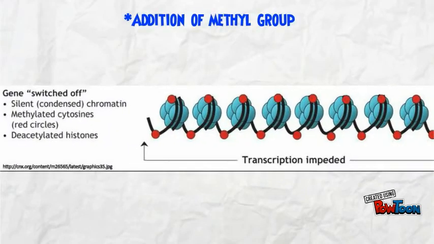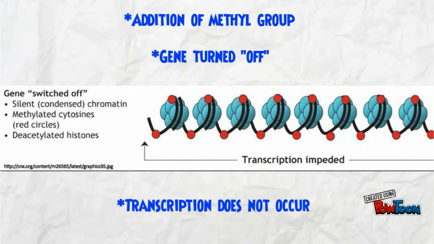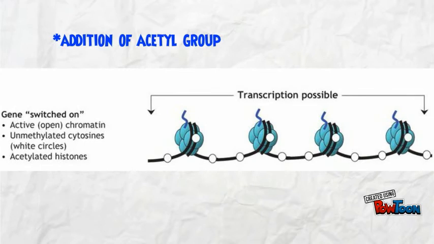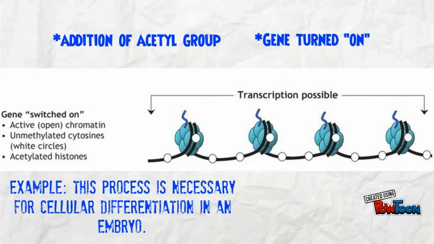A methyl group added to DNA turns off the gene. This happens because the DNA becomes tightly packed and prevents transcription. On the other hand, an acetyl group attached to a histone changes its shape and grips the DNA less tightly. As a result, transcription can occur.